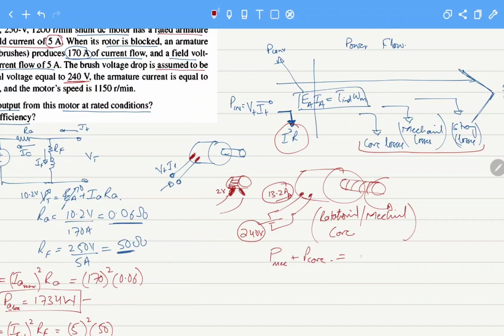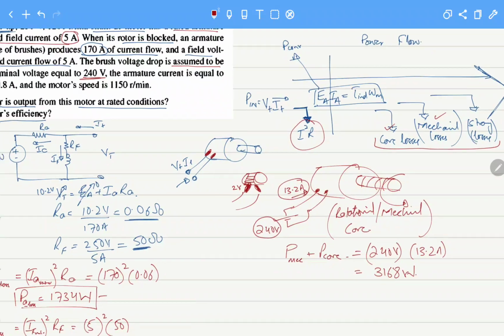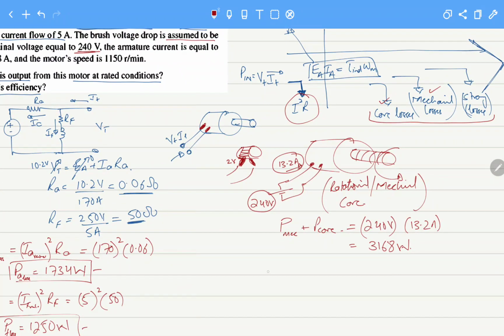So this will become equal to 240 volts times 13.2 amperes. So these losses will be 3168 watts that the machine is drawing. So this is another type of loss. So we are able to calculate core losses and mechanical losses. Now stray losses for the machine, P stray, are usually considered to be 1% of the rated power.